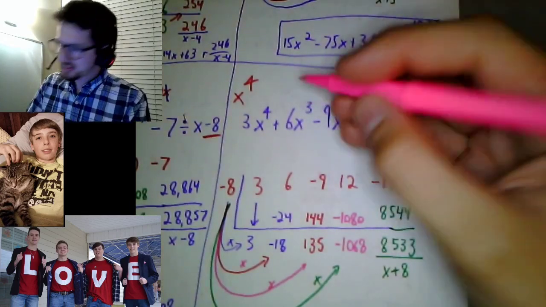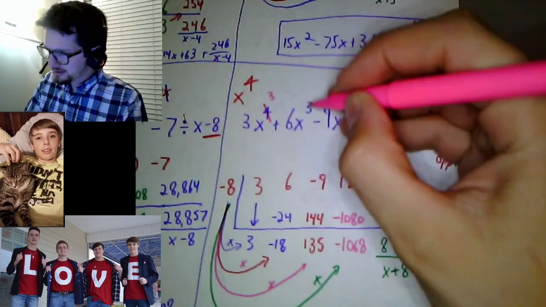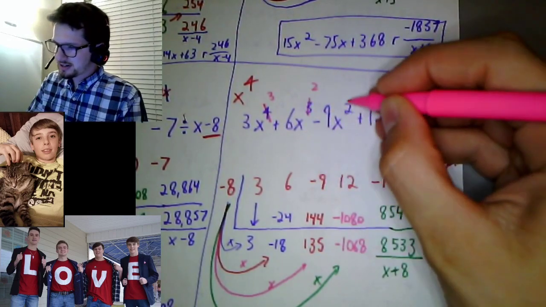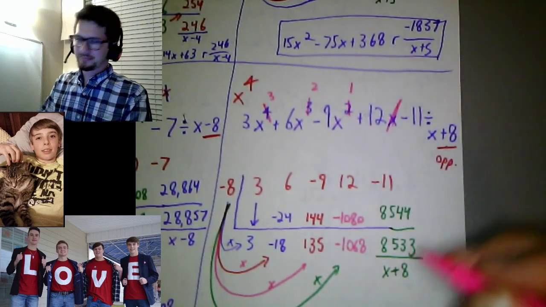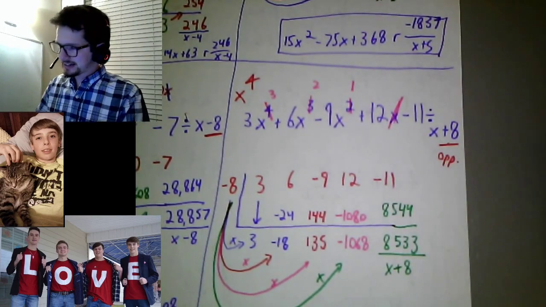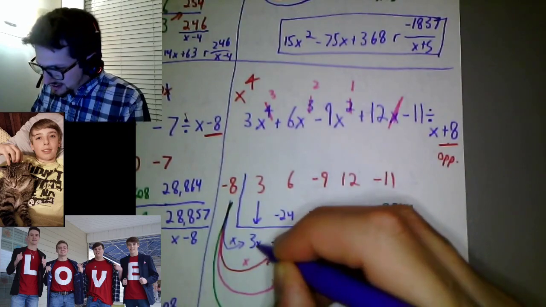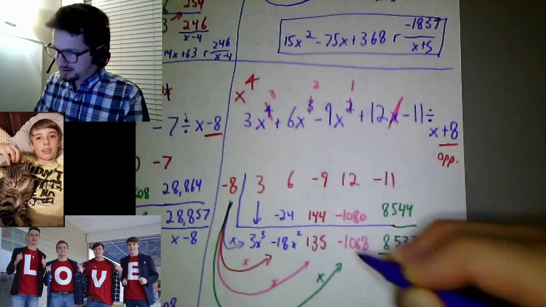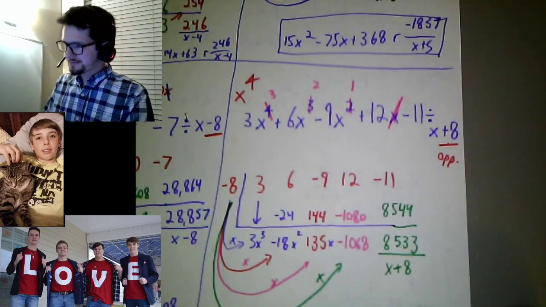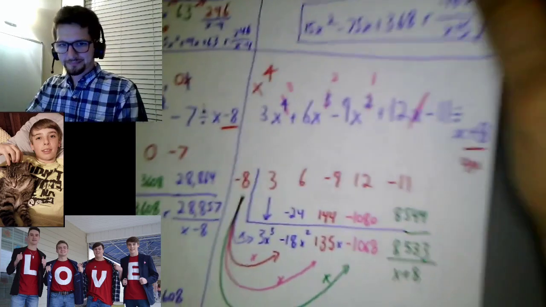I knock all my powers down. X to the fourth turns into x to the third. X to the third turns into x squared. X squared turns into x to the 1. X to the 1 goes away. So let's add my x's back in. 3x cubed, 18x squared, 135x. Those are all my x's.